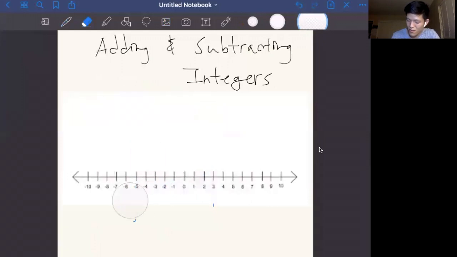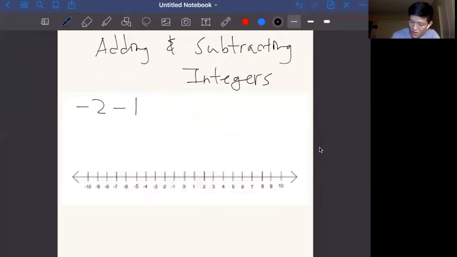Another example. We have negative 2 minus 1. Well, this is simple, right? From 0, we're going to go 2 to the left, it's negative 2. And from there, we're going to go one more space to the left, that's negative 3.